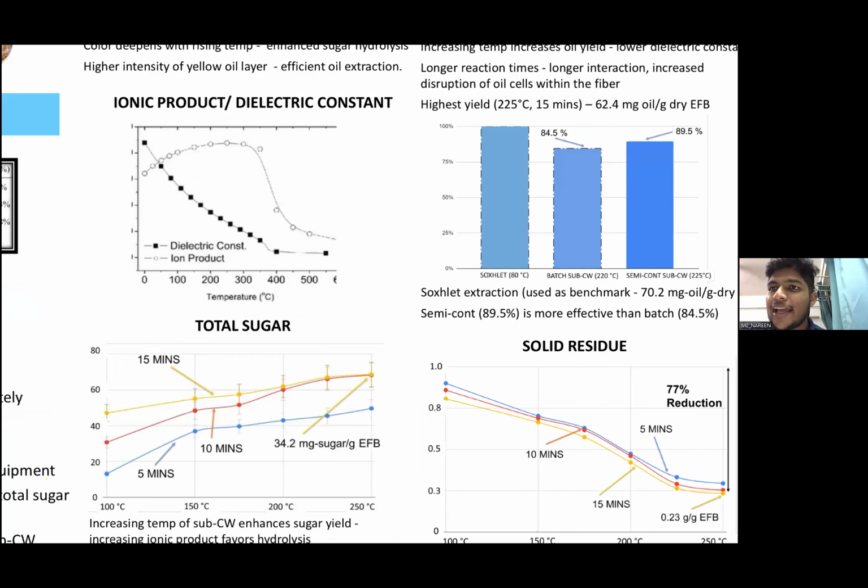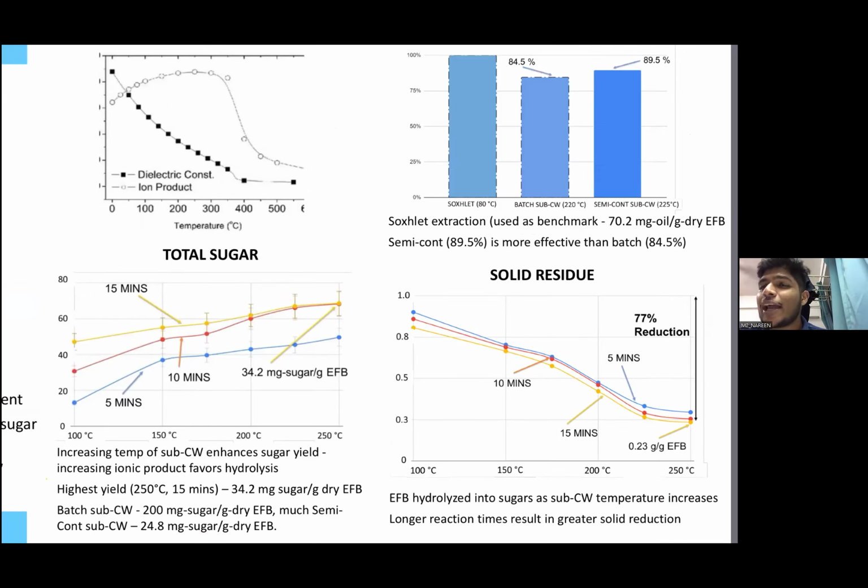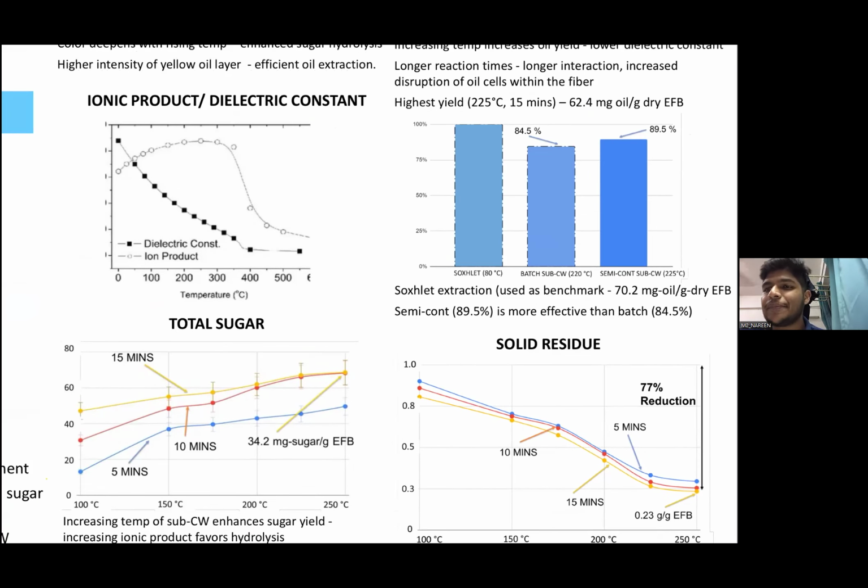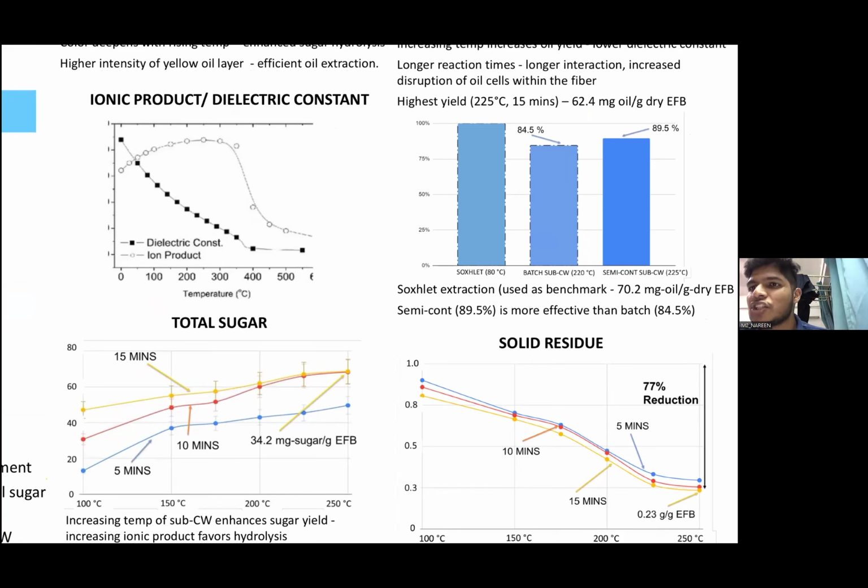Next, let's look at the Soxhlet extraction. As normally used in research, Soxhlet extraction is used as a benchmark, an assumption to indicate 100% efficiency of oil extraction. We did Soxhlet extraction using 200 ml of hexane for about 3 days, and the value we got was 70.2 milligram oil per gram dry EFB.